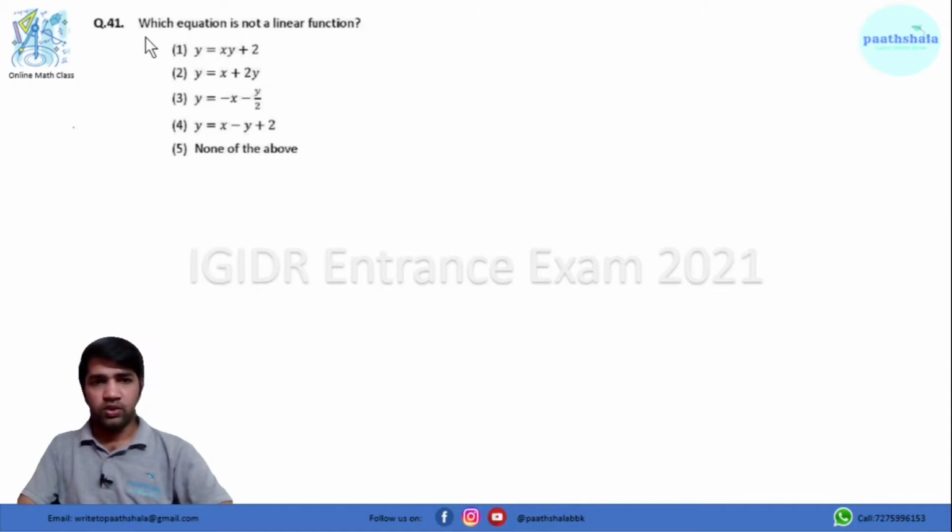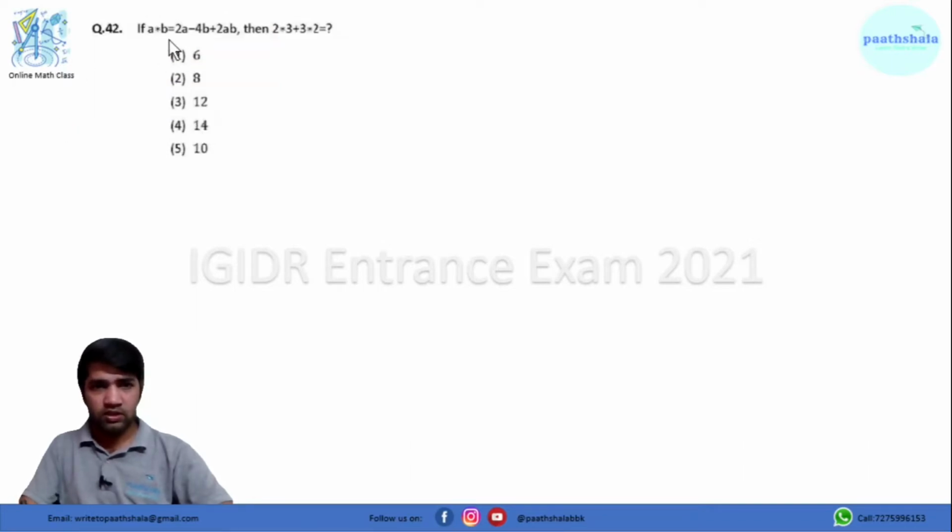In this question, it is asking which equation is a linear function. Linear is a function in which the variable has maximum power 1. Just look at the expression. Here you can see that this variable y has power 1, but here it is power 1 and power 1, so this is making power 2. So this is not a linear function. Let's look at the other one. Here the power is 1, here the power is 1, here also the powers are 1. So this is the option because it is asking about not. Let's move to the next question.